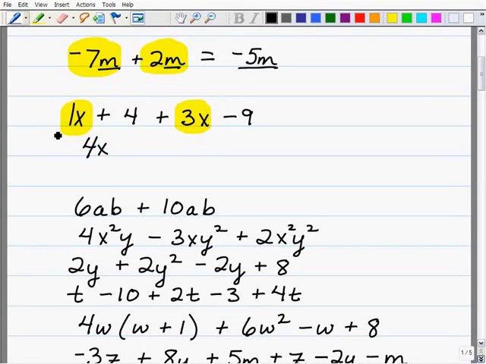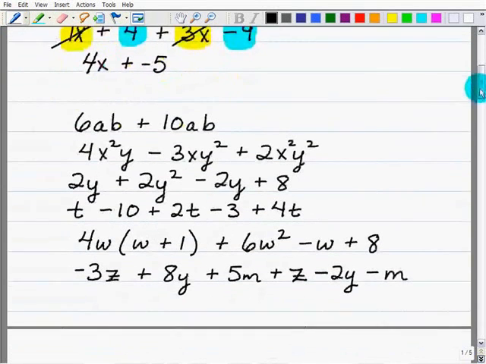And if you want, you can put one line through the terms like this just so you can keep track of what's going on. And now we have 4 and negative 9. Those are constants, and we can combine those into negative 5. And oftentimes, students understand the concept, but they go too fast, and they'll mess up on their integers. Okay, so take your time and write neat.